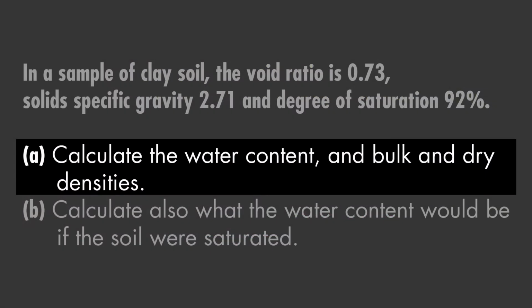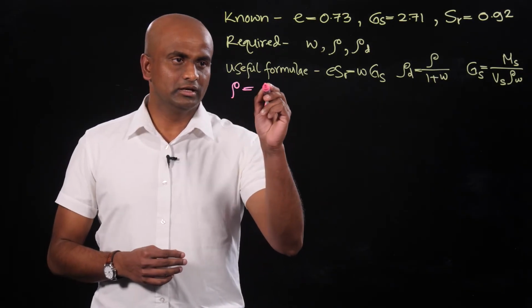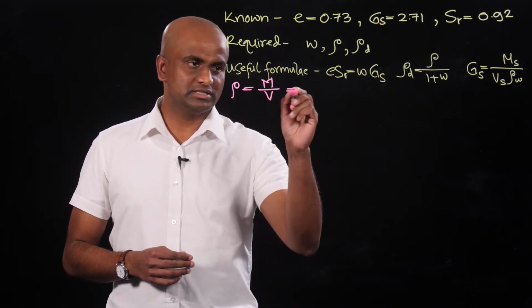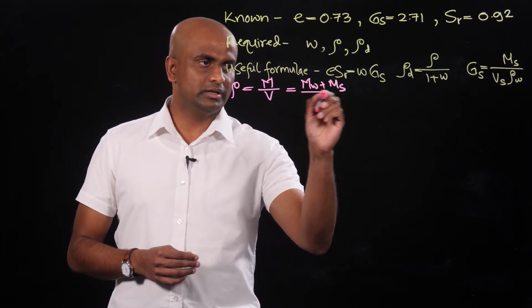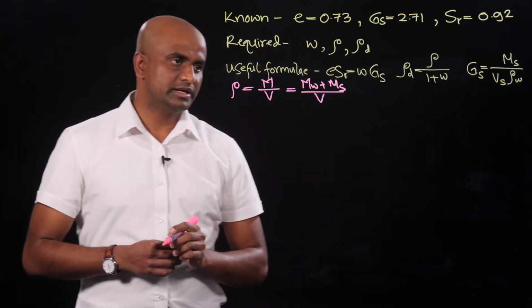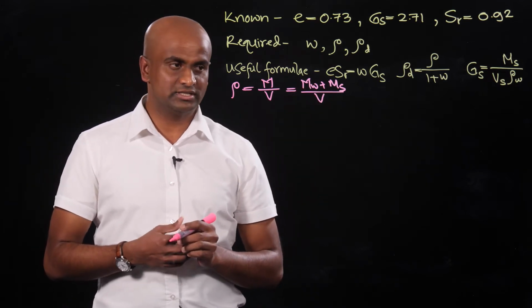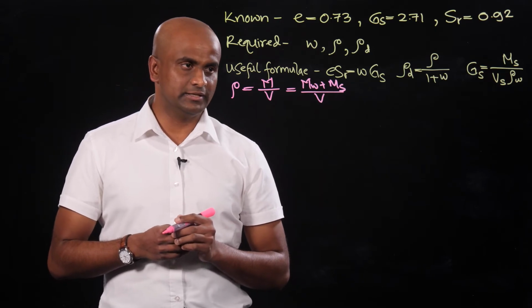The second thing we are going to calculate is the bulk density. The bulk density is defined as the total mass divided by the volume. So the total mass comprises the mass of water plus mass of solid, divided by the total volume. Hence, if we can calculate the mass of water and mass of solid in this clay sample, we should be able to determine the bulk density.